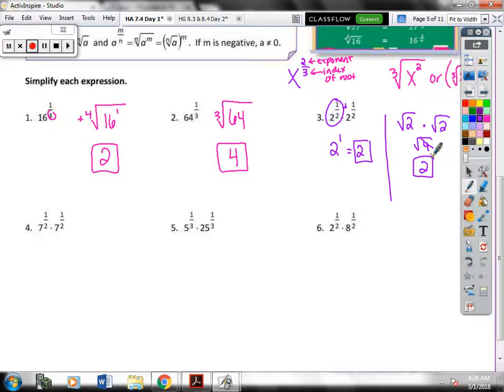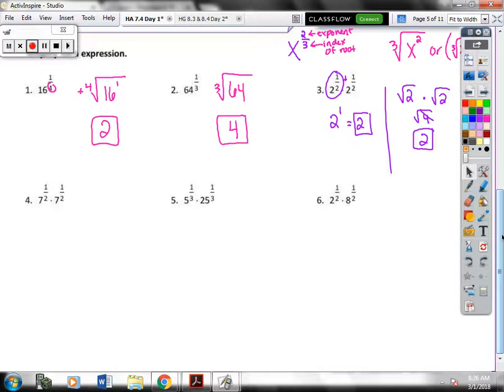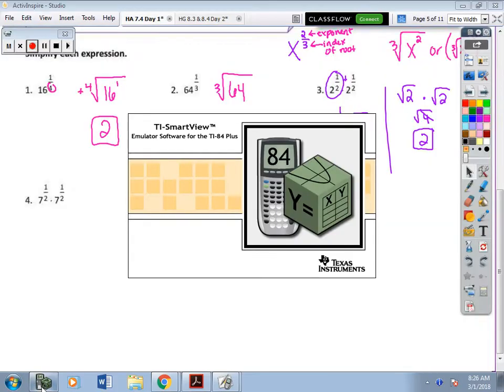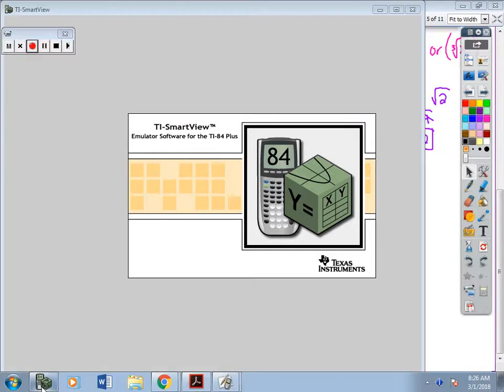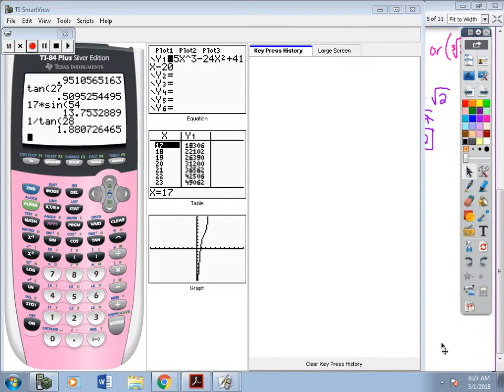See if you guys can try the next 3, and we'll go over those. And then I'm going to show you also how you could type this in your calculator, although we want to be practicing without, of course. But just so you're aware.